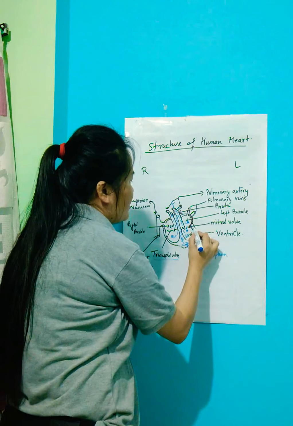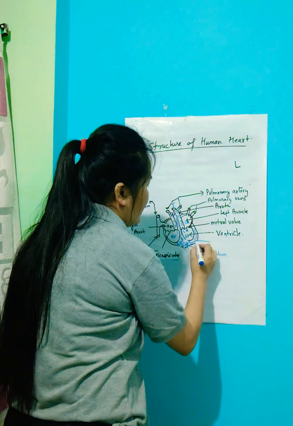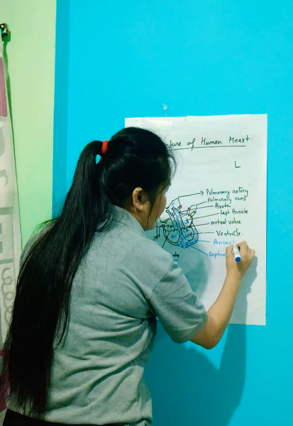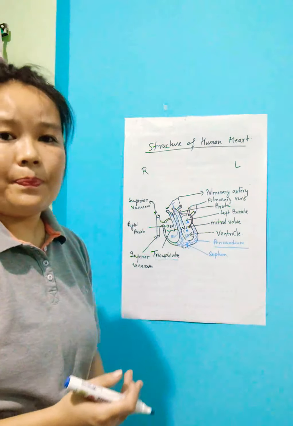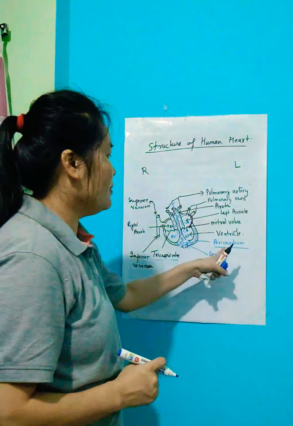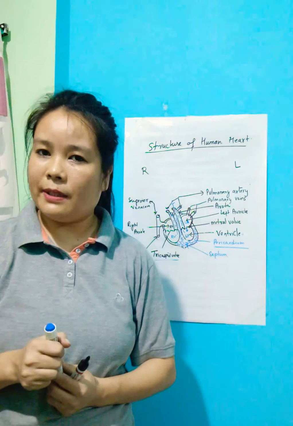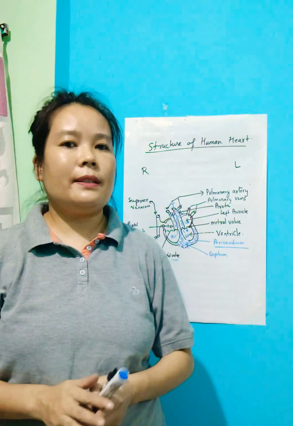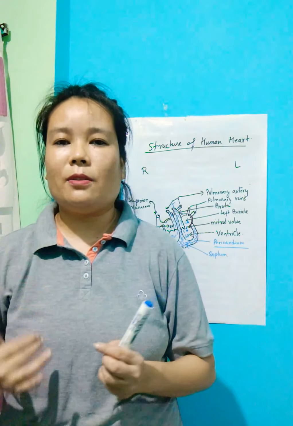As I have already told, the wall of the heart is highly muscular. The membrane of the heart, which is full of cardiac muscle, is known as the pericardium. So this is the structure of the human heart. You can also practice yourself with the help of a diagram. Just remember there are 4 chambers, upper 2 chambers and lower 2 chambers.